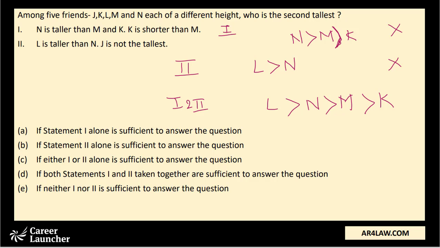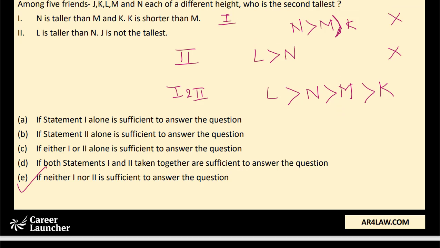So even after combining the data given in both the statements, we will not be able to answer the question of who is the second tallest, and we should mark our answer as option E, that neither 1 nor 2 is sufficient to answer the question.